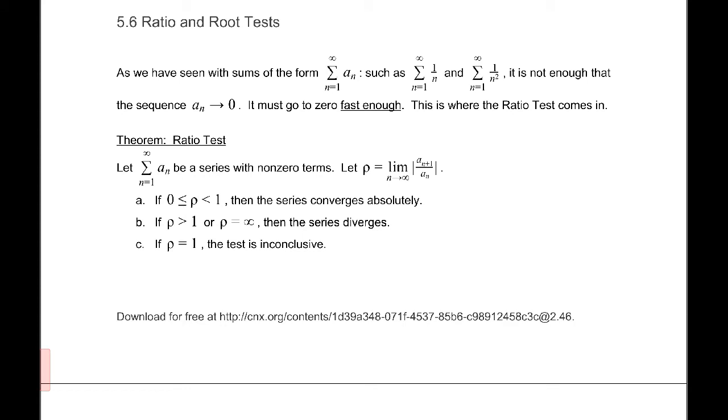So first, the theorem, ratio test. Let the series be a series with non-zero terms, and let rho equal the limit as n goes to infinity of the absolute value of the ratio, a sub n plus 1 over a sub n. If rho is in between 0 and 1, could be including 0, then the series converges absolutely. If rho, that ratio, is greater than 1 or infinity, then it diverges. But if rho equals 1, then the test is not conclusive. We don't actually know what happens there. So let's dive into some examples.